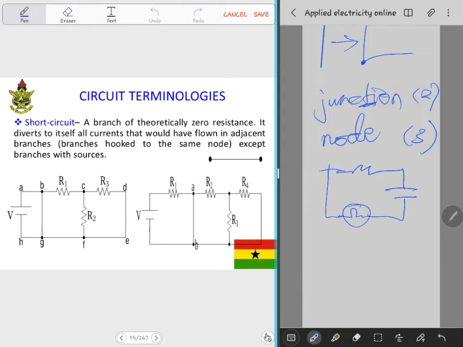Another terminology. A short circuit is when you introduce just a wire without any resistance there. You just place a wire there, meaning you short circuited something. It is a branch of theoretically zero resistance, meaning the resistance across it is assumed to be zero. It diverts all the current to itself, the current that would have flowed in the adjacent branches, the branches hooked to the same node, the same branches with sources. What I'm saying is that let's say we have a circuit like this.